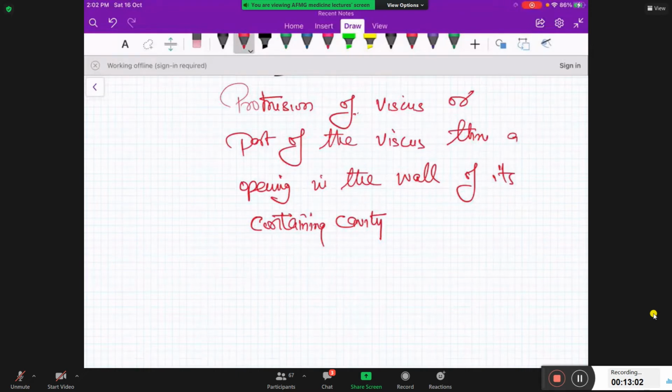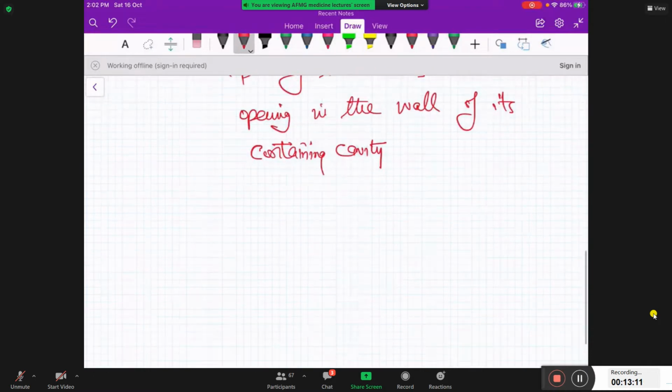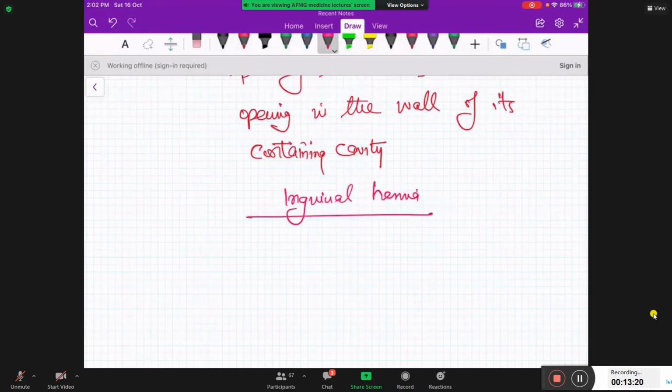Now, can you tell me what is the most common hernia? Very good. The most common hernia is inguinal hernia. What is the most common hernia in females? It is inguinal hernia. Remember, be it male or female, there is no gender bias. It is inguinal hernia for both males and females.